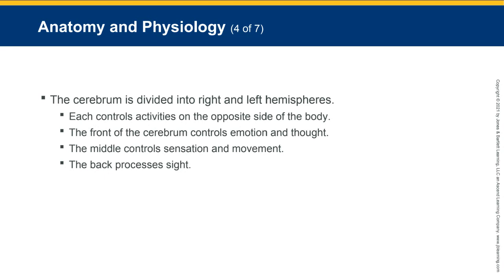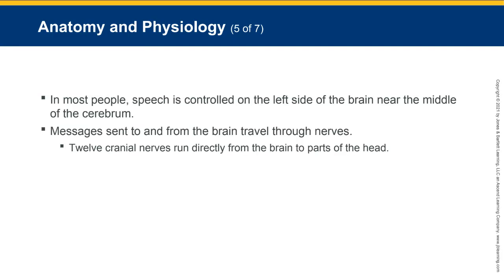The right side is how the speech comes out. So the cerebrum is divided into the right and left hemisphere. Each controls activities on the opposite side of the body. The front of the cerebrum controls emotion and thought. The middle controls sensation and movement, and the back processes sight. In most people, speech is controlled on the left side of the brain near the middle of the cerebrum.